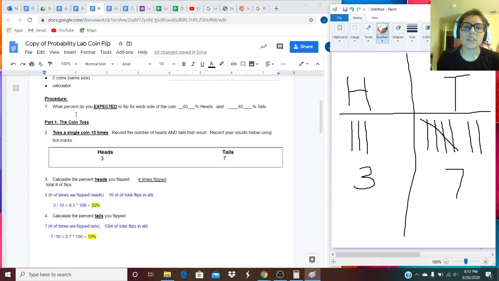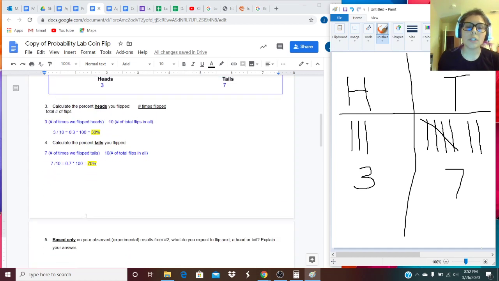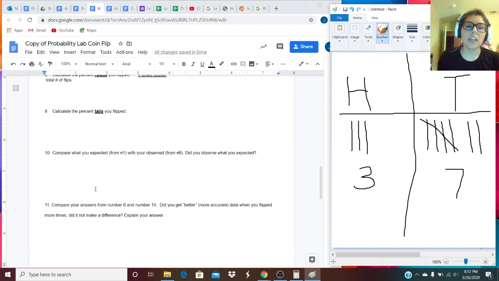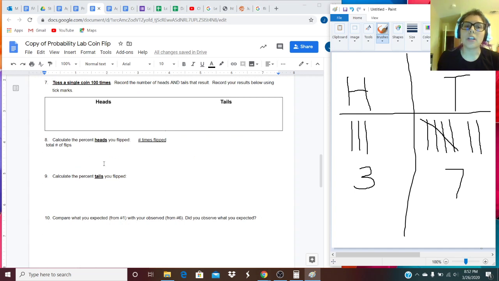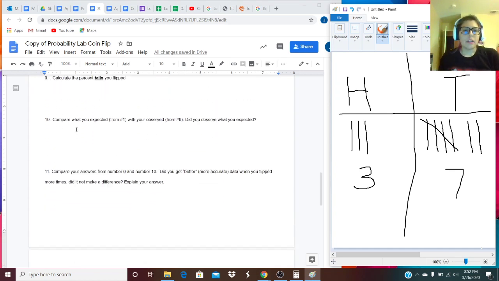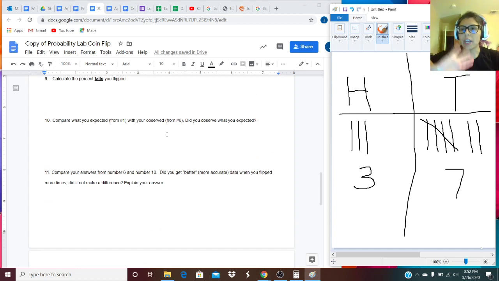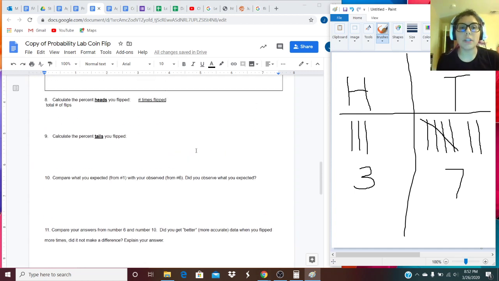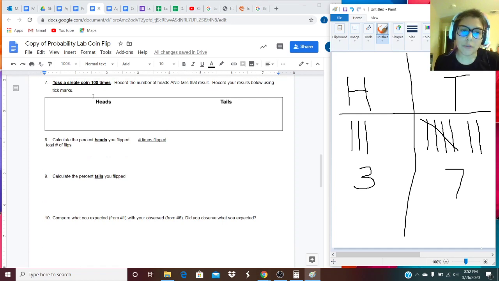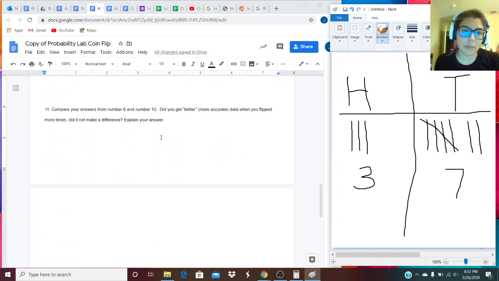So you're basically following the same formula as up here, except this time you're not going to divide by 10. Why are you not going to divide by 10? Because here you flip the coin 10 times. So instead of dividing by 10, you're going to divide by 100. Why? Because this time around, it's telling you to flip 100 times, okay? Number 10, you're just comparing your data again to your prediction. So is it going to be different if you flipped it 100 times?